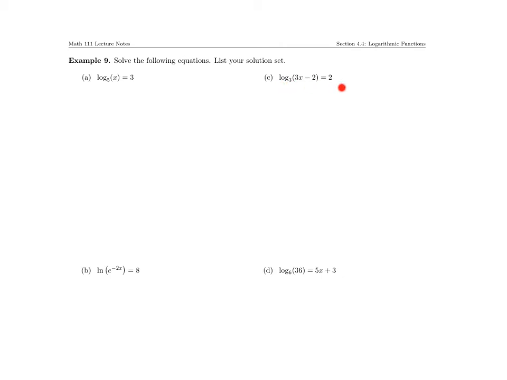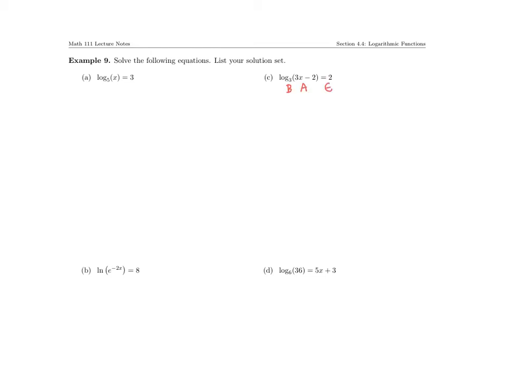So when I take a look at C right here, I go, okay, I can't change this stuff inside the argument, or inside the parentheses, into a base of 3, so I'm going to use my bacon and eggs, or my log base rule.